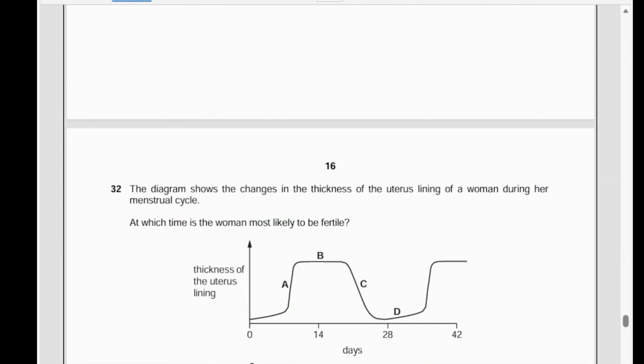Okay, the diagram shows the uterus lining. It gets thickened in, let's say, the second and third week, and it breaks down in the fourth week, that is 28 days. At what time is the woman most likely to be fertile? B. When the lining is thick.